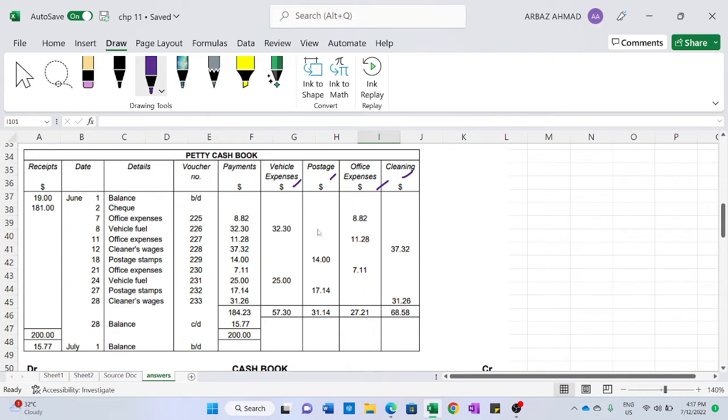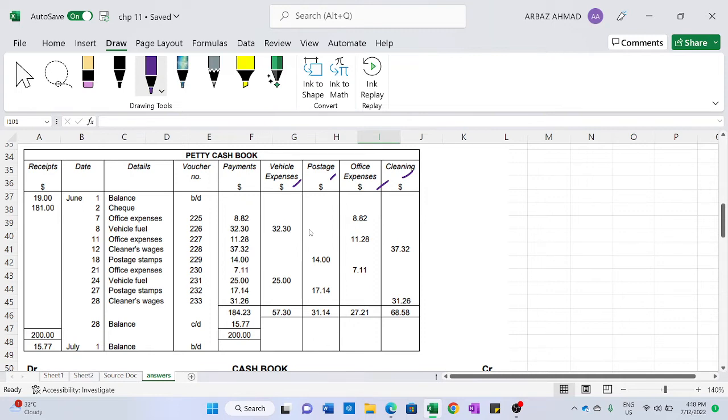So you are not going to put it here, it will directly go into the ledger. Now, are you supposed to do it? No, because the question is not asking you to do it. What the question is asking us to do is prepare the petty cash book, and then we need to have a two column cash book.